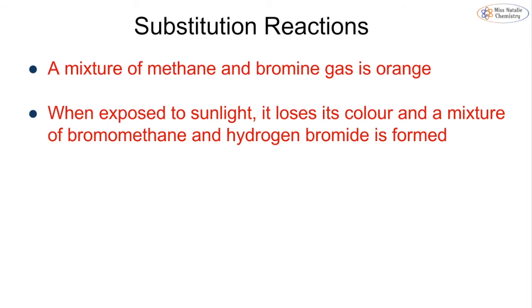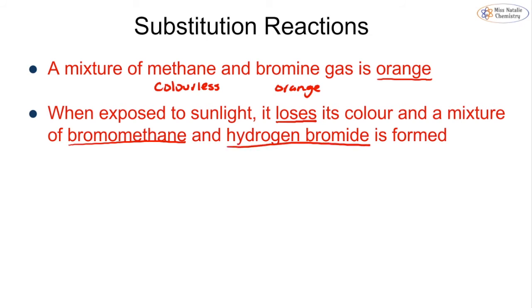So if we have a mixture of methane and bromine gas, this mixture is orange, and that is due to the bromine. Bromine has this orangey colour when it is as a gas. Methane is colourless, so it does not contribute. All of the orange comes from the bromine. When you have this mixture and you put it in a gas jar and expose it to sunlight, what actually happens is it loses its colour, and we get a mixture of bromomethane and hydrogen bromide being formed.